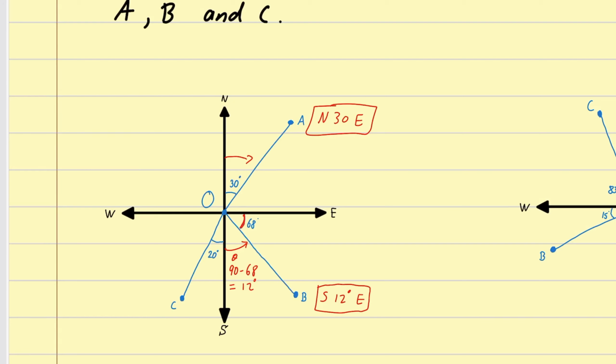Now onto the compass bearing of C. That's on the south side. I'm going 20 degrees away because they gave that to me. And am I on the east side or west side? I am on the west side now.